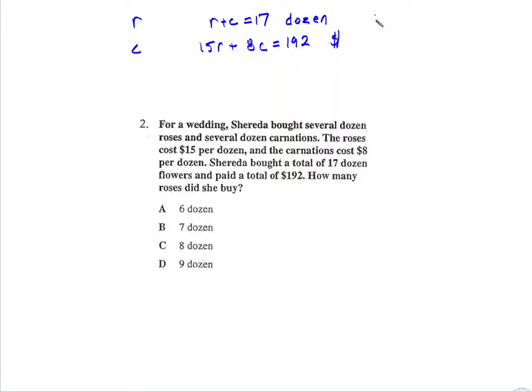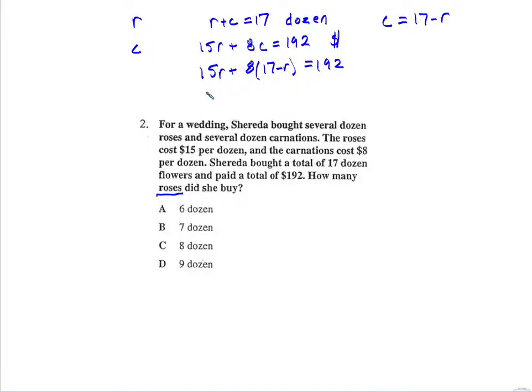So here's a trick. If I know that I'm trying to solve for roses, I need to get rid of carnations. So whatever I set equal to c equals something else, I'm going to get rid of this variable that I substitute in. So c equals 17 minus r, plugging that into my equation over here. So I'm rewriting it 15r plus 8 times 17 minus r equals 192. I just substituted in for c.